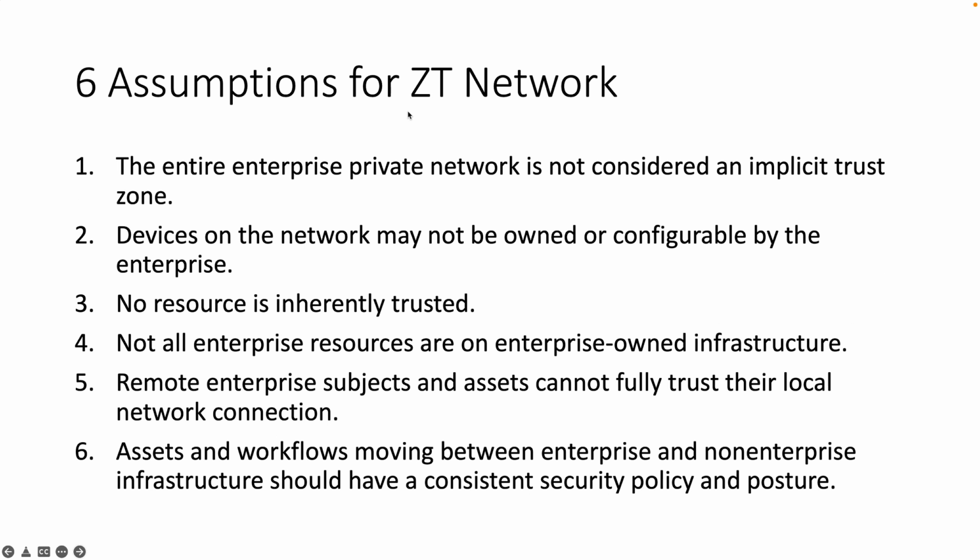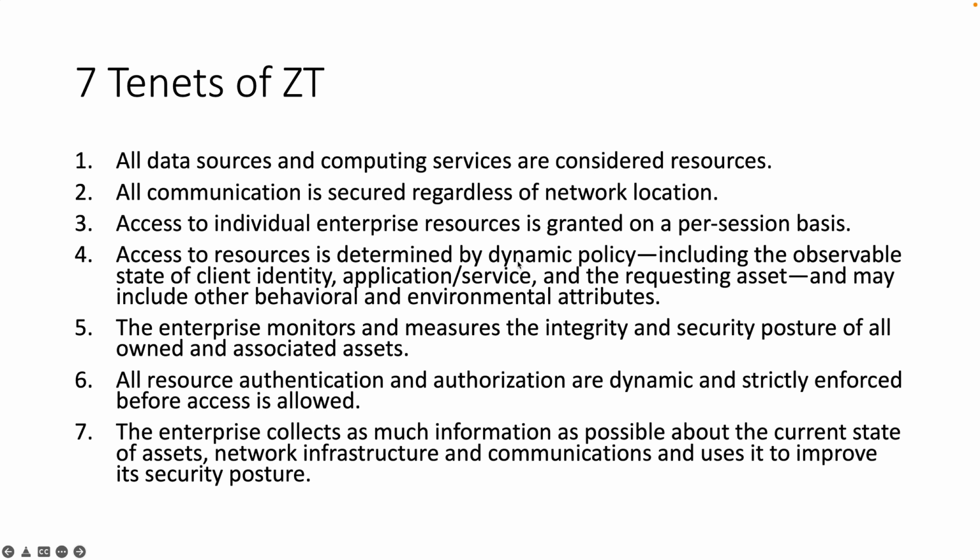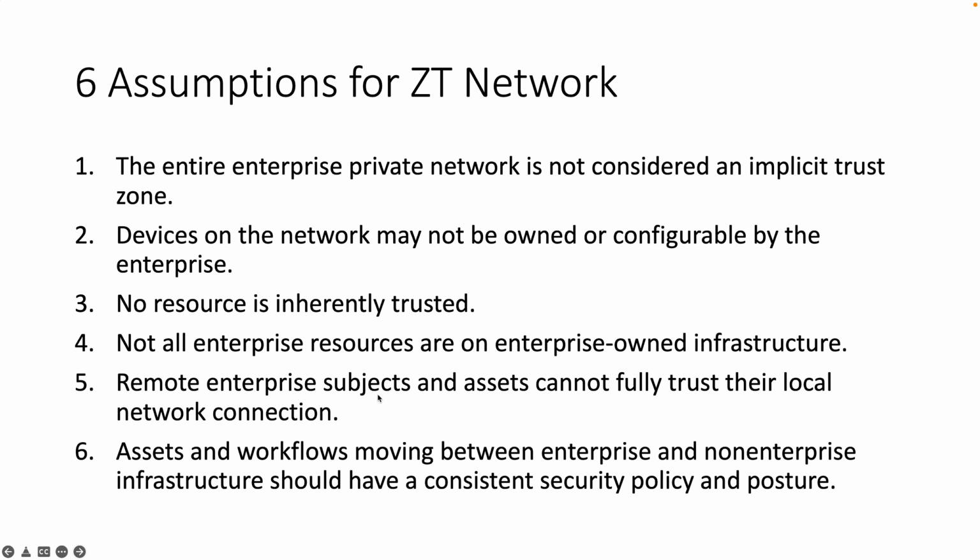Then the paper lists 6 assumptions for zero trust network. They are basically explanations of zero trust principles in layman's terms. All these 6 assumptions are developed from the 7 tenets we just mentioned. So the network in an enterprise implementing a zero trust architecture should be developed with the 7 zero trust architecture tenets and with these 6 assumptions.